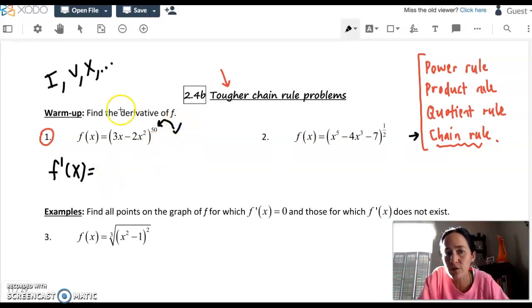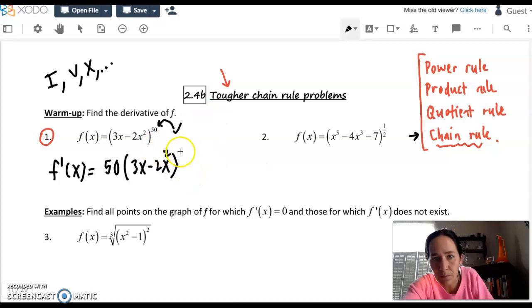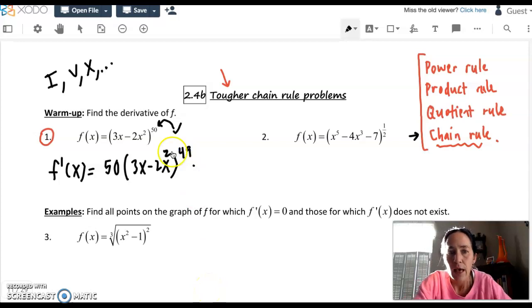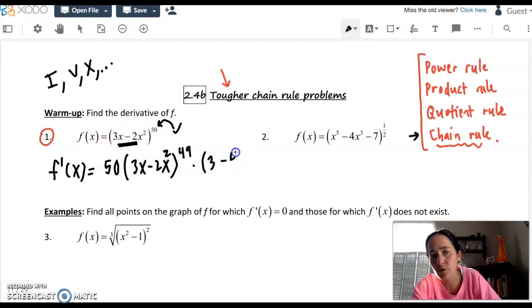Deal with the 50 first using the power rule. Swing down the 50. Rewrite the inside of parentheses. This doesn't change just yet. 3x minus 2x squared. And now because you're using the power rule, this thing ends up being raised to the 49th power, right? One lower than your original. I could check off the 50th power now. We've dealt with that, but we still have to go inside, and we're going to chain on the derivative of the innermost part of the function. And this can go in parentheses. So derivative of 3x, a 3, minus the derivative of 2x squared, so 4x. We'll leave it like that.